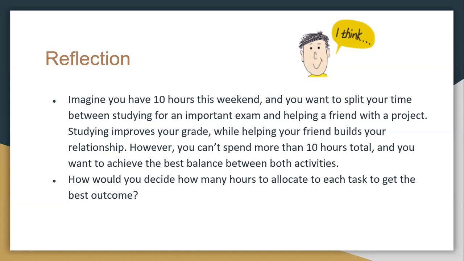Imagine you have 10 hours this weekend and you want to split your time between studying for an important exam and helping a friend with a project. Studying improves your grade while helping your friend builds your relationship. However, you can't spend more than 10 hours total, and you want to achieve the best balance between both activities. How would you decide how many hours to allocate to each task to get the best outcome?